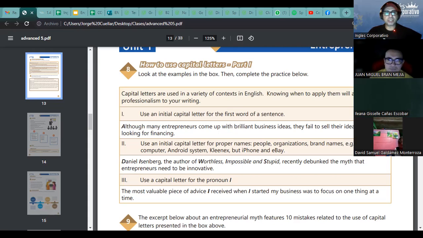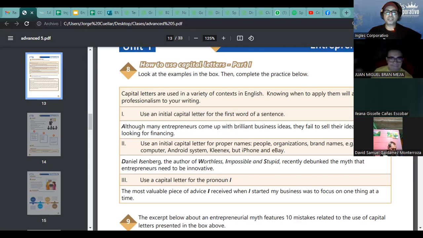Number two, use an initial capital letter for proper names, people, organizations, brand names, etc. Example given, Apple computer, Android system, Kleenex. So as you were mentioning, iPhone and eBay is not like that because that is the way they use the name of the company, the brand of the company. So those are the exceptions because they made it that way, okay? So, and then it says, Daniel Eisenberg, the author of Worthless, Impossible, and Stupid, recently debunked the myth that entrepreneurs need to be innovative.